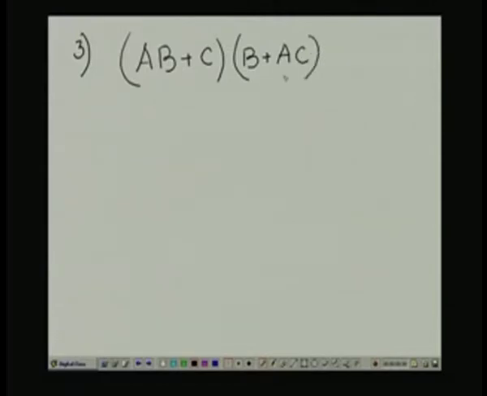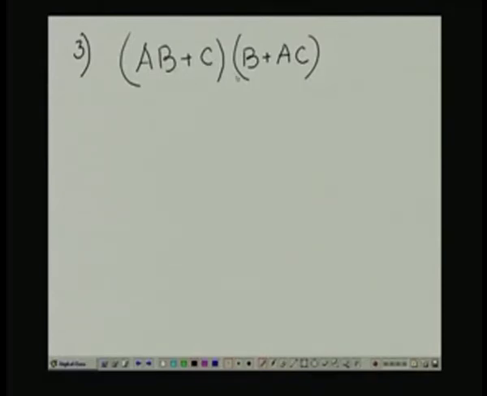So, this is question number 3 and the problem is a b plus c into b plus a c. First, we take the sum of min terms.